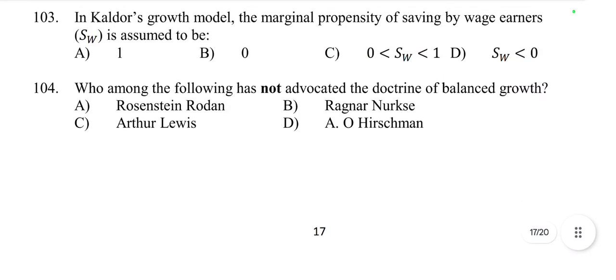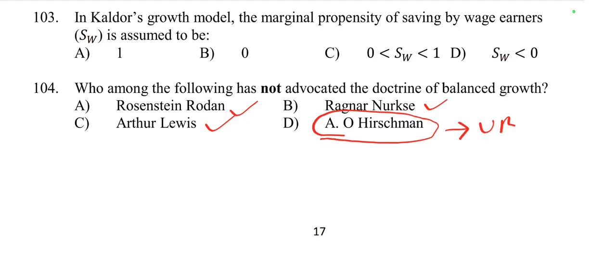Then come to question number 104. Who among the following has not advocated the doctrine of balanced growth? In these options, Rosenstein-Rodan is associated with balanced growth, Nurkse is associated with balanced growth, Arthur Lewis is also associated with balanced growth, but A.O. Hirschman, Albert Otto Hirschman, is related with unbalanced growth. So option D is the right choice here. Hirschman is related with unbalanced growth.